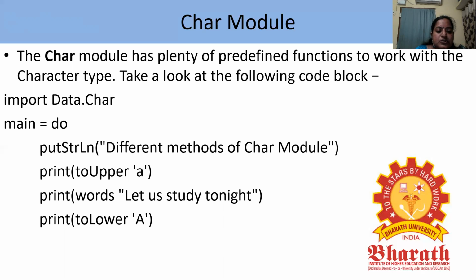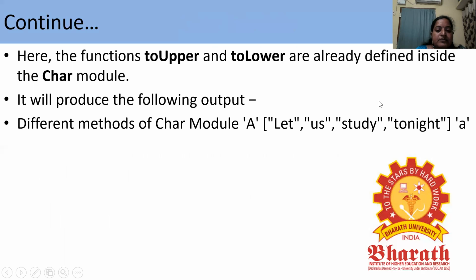And then print toLower 'A'. So A is a capital letter, so that one will be changed to a small letter. So see here, the functions toUpper and toLower are already defined inside the char module. It will produce the following output: the different methods of char module, capital A. So that small a will be changed to capital A. The sentence will be separated into single words, and then capital A will be changed to small a.